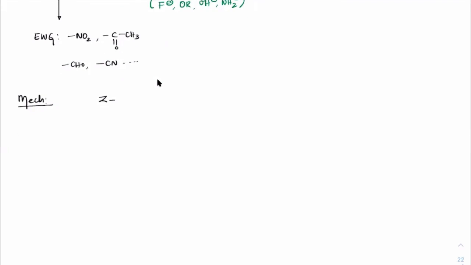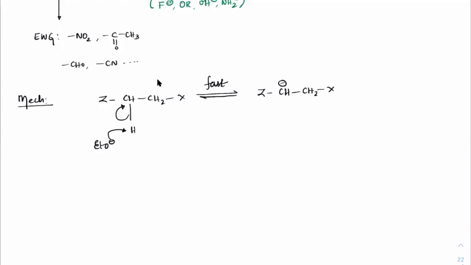Next, Z connected to CH2X, and let's say there is H here. Base EtO minus is trying to extract a proton from here. As soon as it extracts the proton, this carbon will become a carbanion. And this is usually a fast step. So this will have ZCH minus and CH2X.